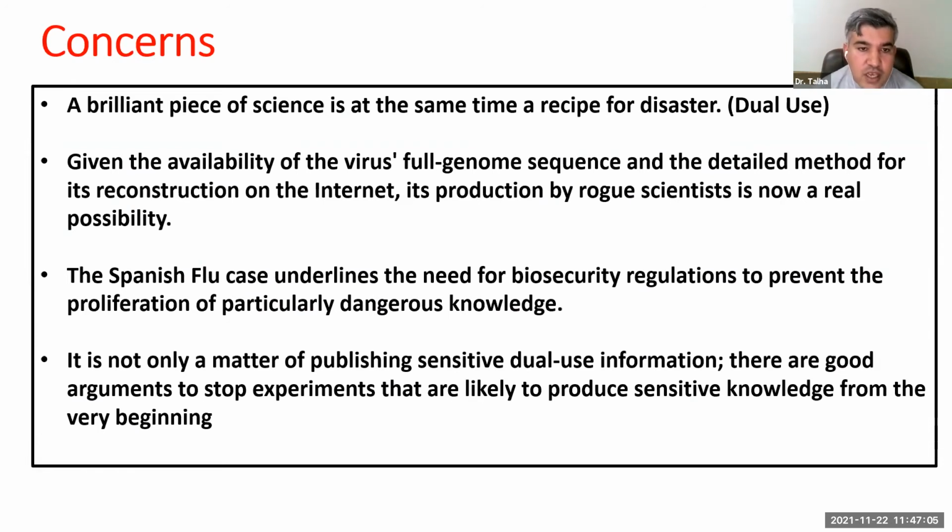For example, if the Spanish flu sequence is freely available, what happens if some rogue scientists or some wicked or criminal people, with a little bit of funding, can create the virus? And they can use it as a biological weapon. The Spanish flu case underlines the need for biosecurity regulation to prevent the proliferation of particularly dangerous knowledge. We will be talking about that in a later section.